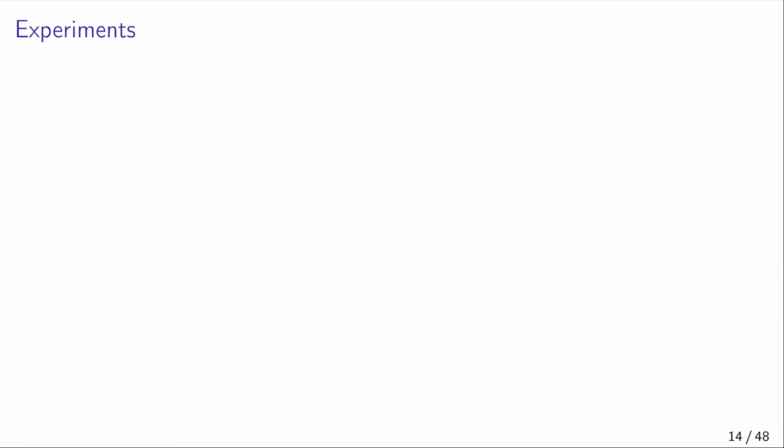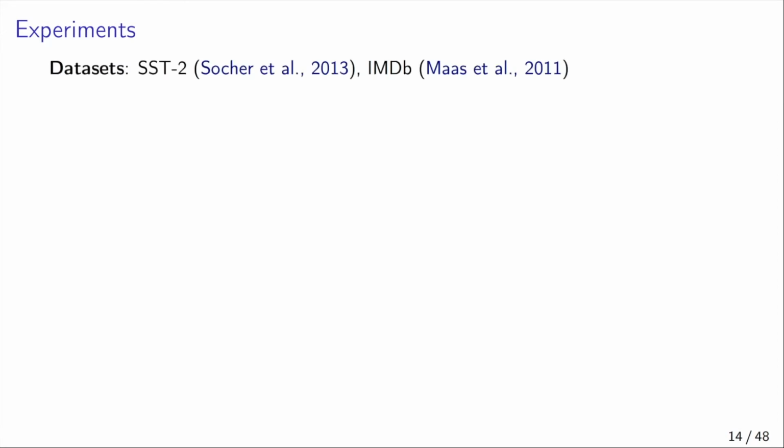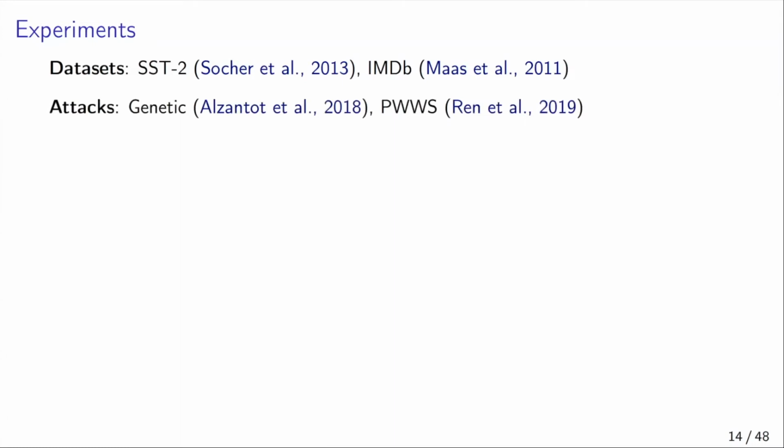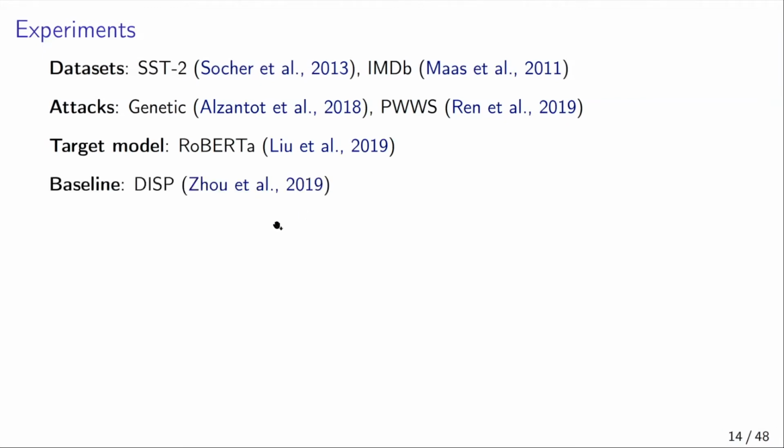We validated our approach with the following experiments. We looked at two sentiment data sets. The first one is the binary Stanford sentiment tree bank, and the second one is the IMDb data set, as mentioned earlier. We look at the genetic and FGWS attacks, which have been proposed recently. The target model is a fine-tuned Roberta model that has been fine-tuned on the training sets of these two respective data sets. And then we compare our method to a baseline called DISP, which is short for learning to discriminate perturbations.